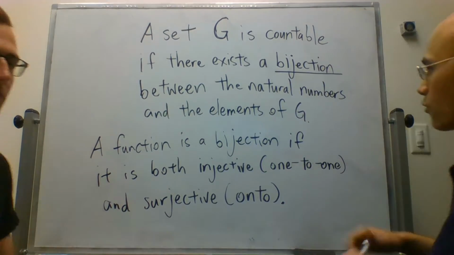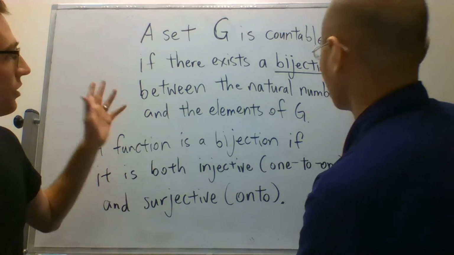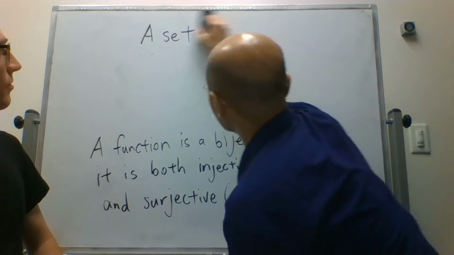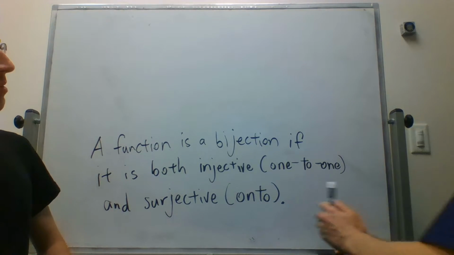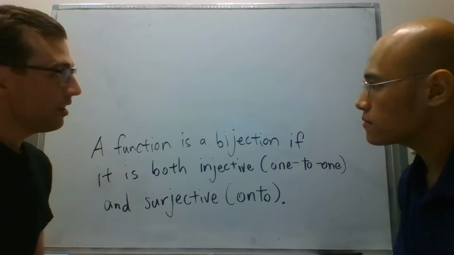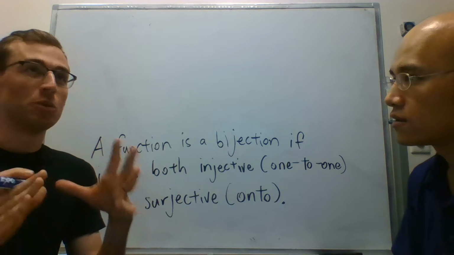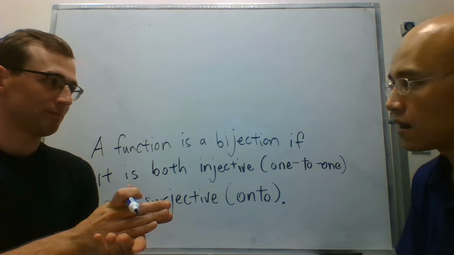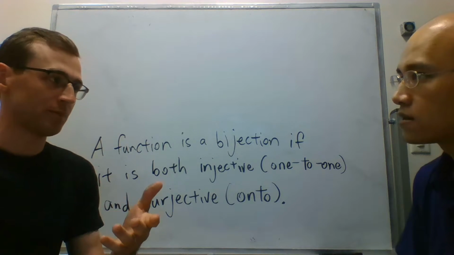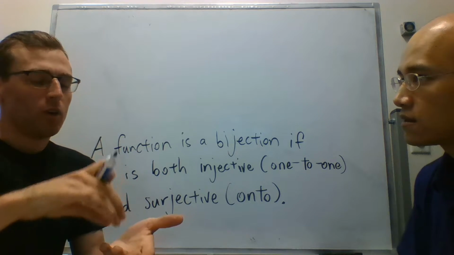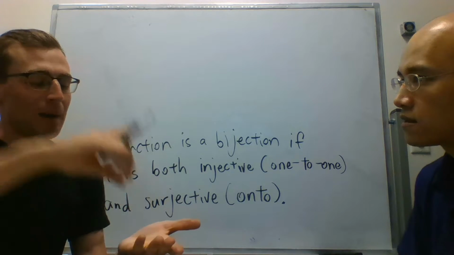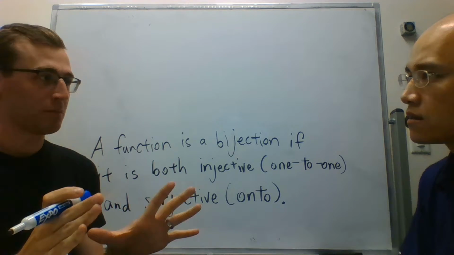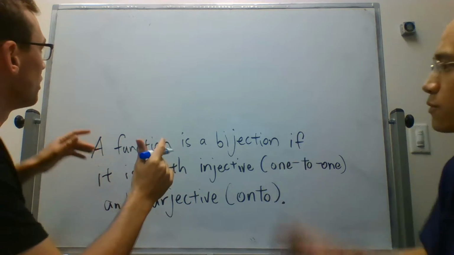Why don't we erase the definition of countable here, and why don't you tell us what one-to-one means? A function is one-to-one if, let's say you have an element in its domain and it maps to some element in its range, only one element from the domain maps to each unique element of the range. To formalize this in mathematical terms, let me write that out as an equation.